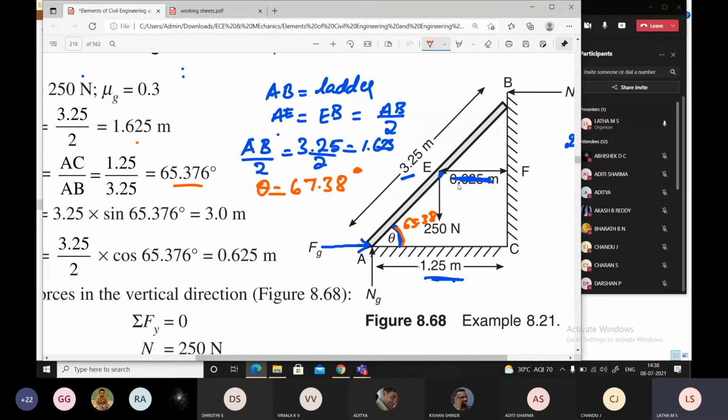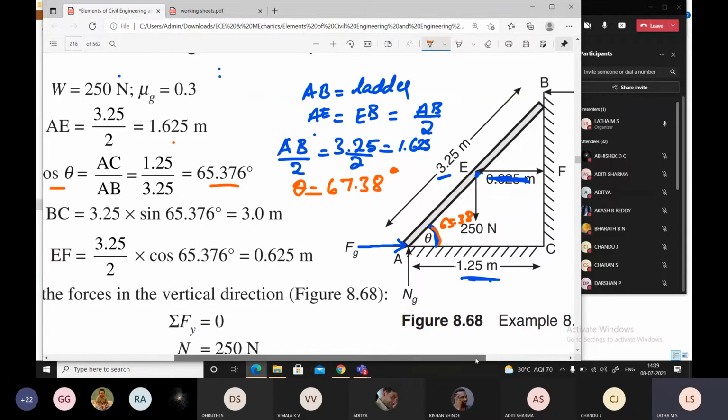EF distance by geometry. Where is this EF making the distance? It is a horizontal distance measured from the center of the ladder to point F. F is being marked. How to calculate EF distance by the geometry, students? Look to the screen only and tell me the answer. How can you calculate the EF?